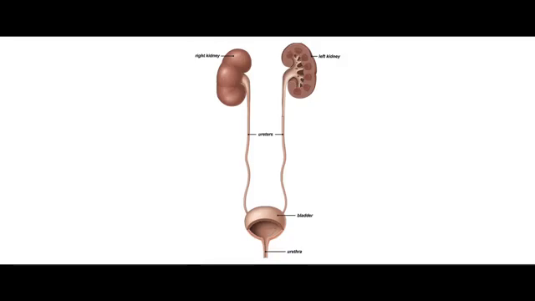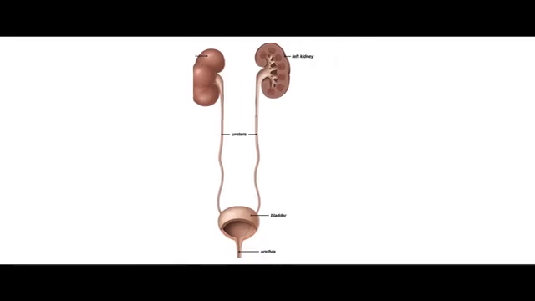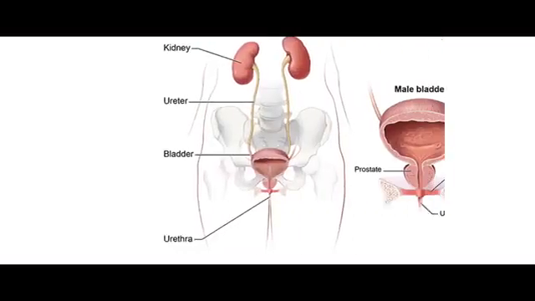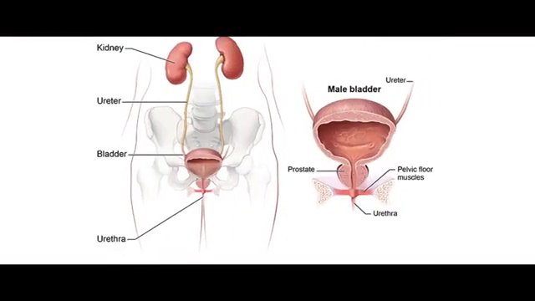Now let us look at the urinary bladder. This is a pear-shaped and distensible organ that is present in the pelvic part of the abdomen. The urinary bladder, an elastic organ, can hold 600 to 800 ml of urine. It has an outlet called the urethra. The urethra is a passage through which the urine passes out. The urethra is 4 centimeters long in females and 20 centimeters long in males.